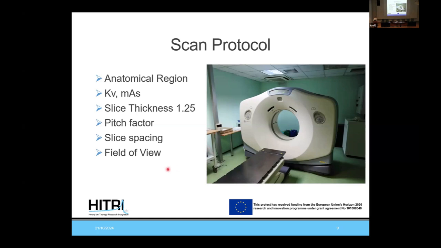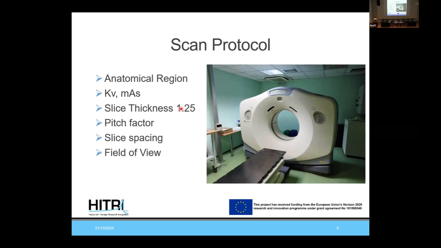For the scan protocol, what we are going to choose is very important. It's very different, the kV, the mAs for head, for lung, for prostate cancer, all depends on the anatomical region. The pitch factor, the slice spacing is very important, the field of view. But what can I say? It's very important for us after that for the planning, because we want more details.